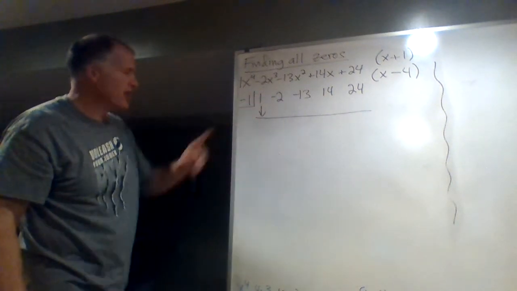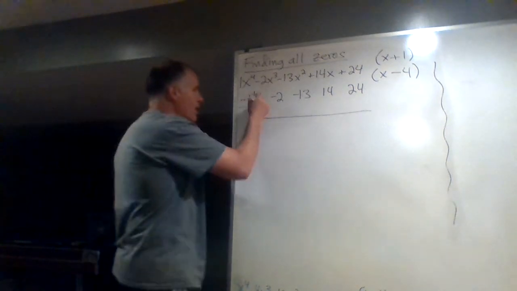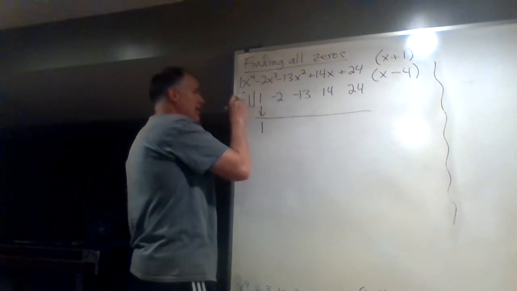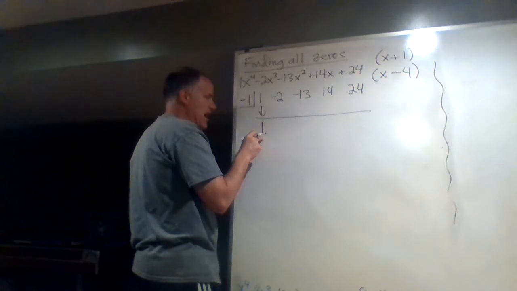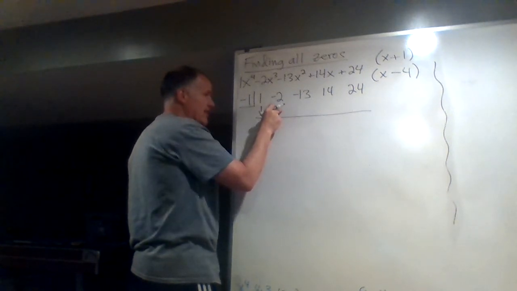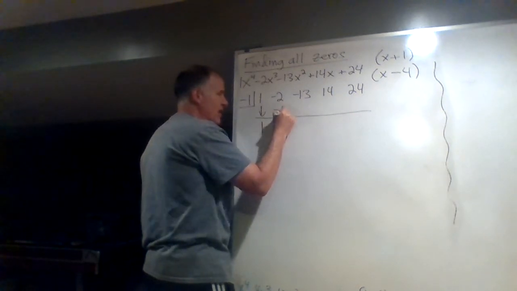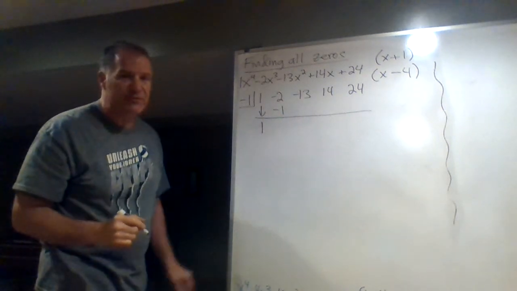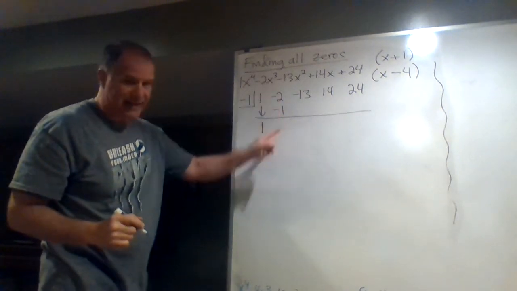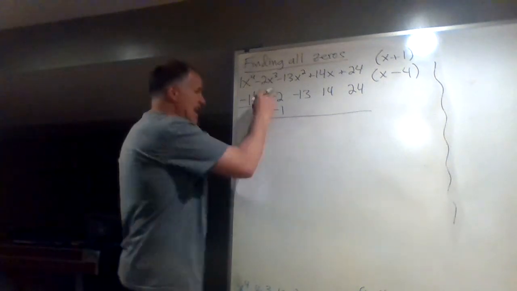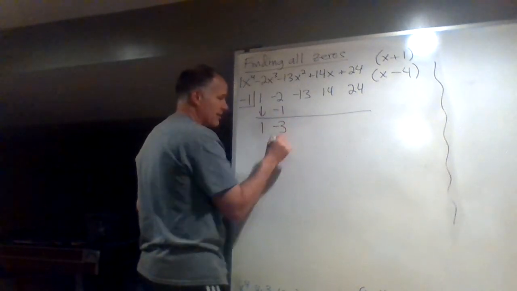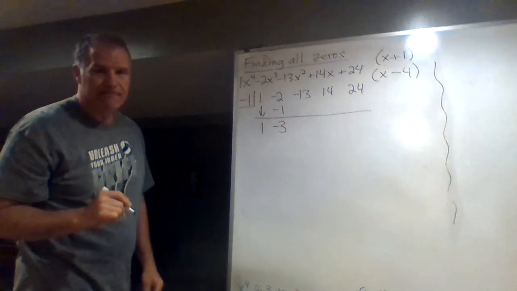Remember, the first number comes down without doing anything. So that 1 will come down. Remember, the box times the bottom goes underneath the next term. Negative 1 times 1 is negative 1. So negative 1 is underneath that negative 2. Now we're combining. Now, because they're both negative, they'll actually add together to a negative 3.